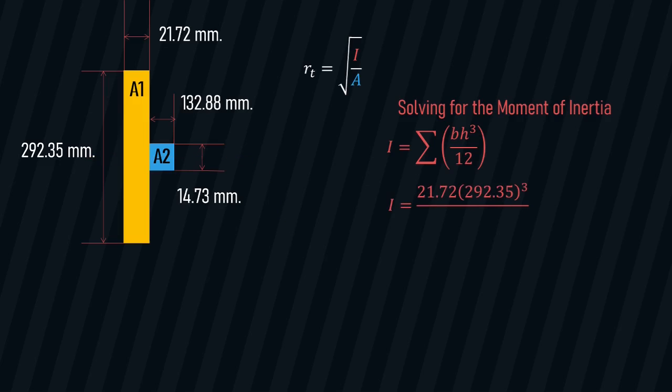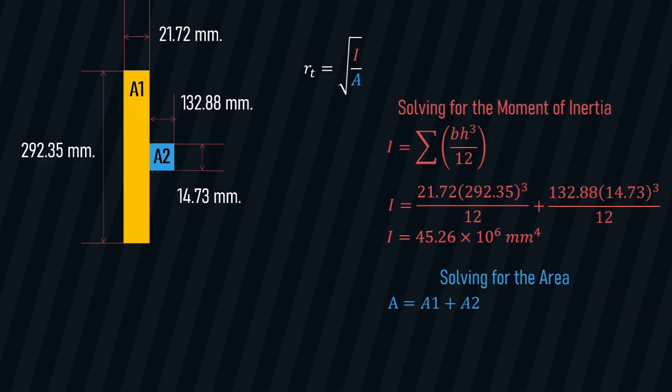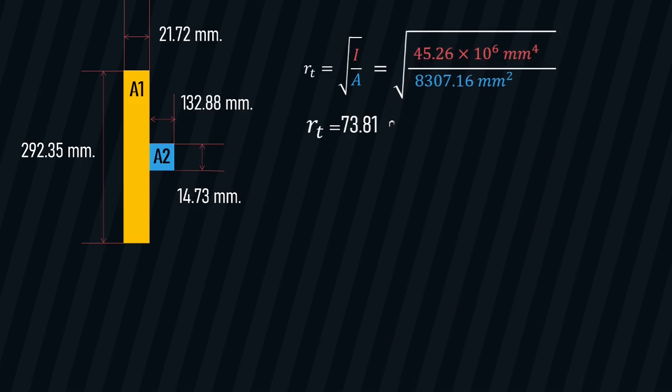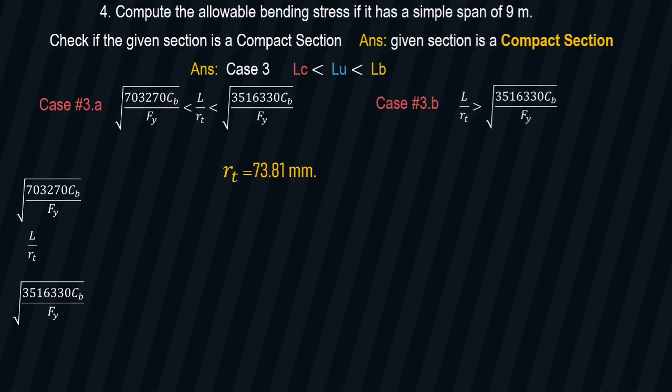So using the formula, the result will be 45.26 times 10 raised to 6 mm raised to 4. Then next, we will solve for the area. Solving for the area, we'll have 8,307.16 mm squared. Then substituting this to the formula, the value of RT will be 73.81 mm. Next, we'll be solving for the value of the slenderness ratio, L over RT. And we have 121.93.